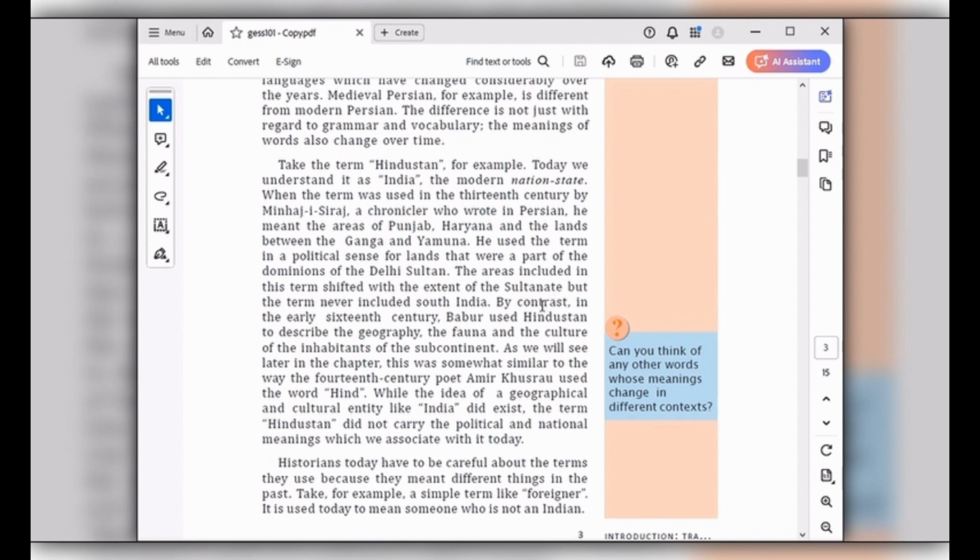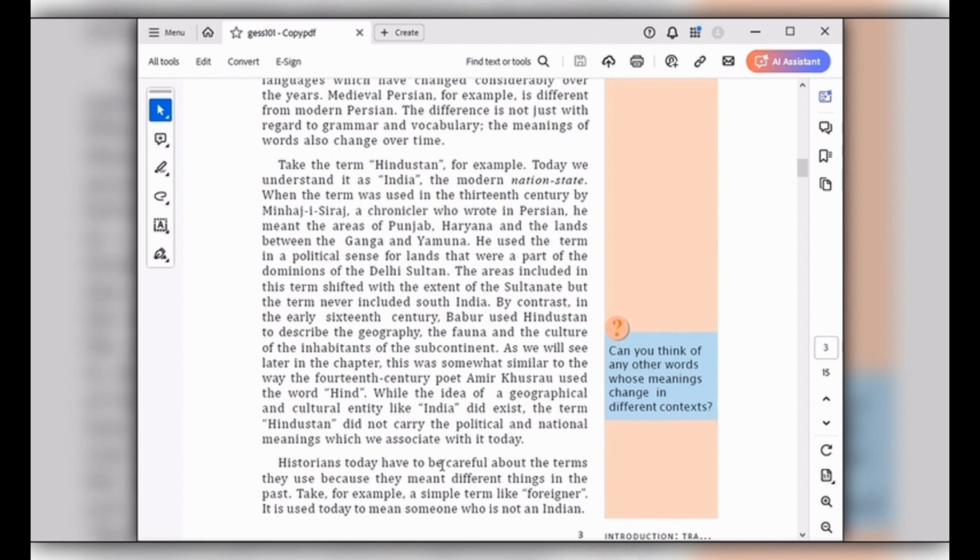By contrast, in the early 16th century, Babur used Hindustan to describe the geography, the fauna, and the culture of the inhabitants of the subcontinent. As we will see later in the chapter, this was somewhat similar to the way the 14th century poet Amir Khusro used the word Hind. While the idea of a geographical and cultural entity like India did exist, the term Hindustan did not carry the political and national meanings which we associate with it today.